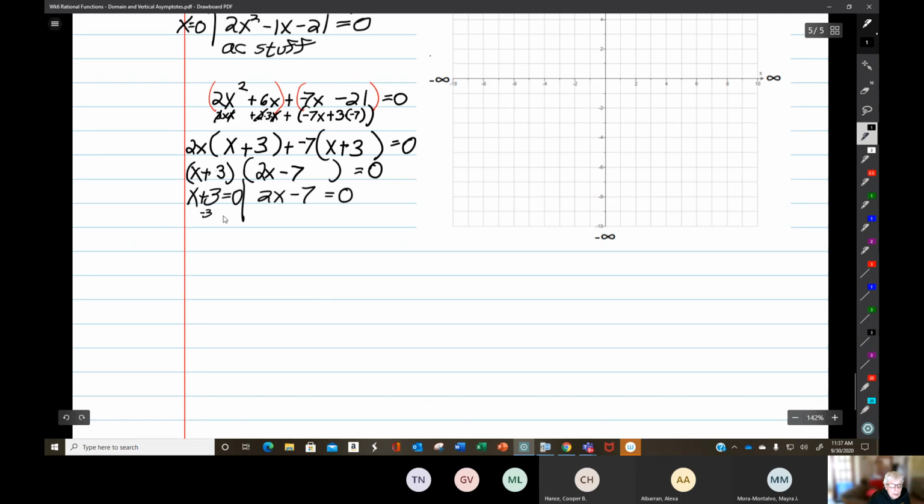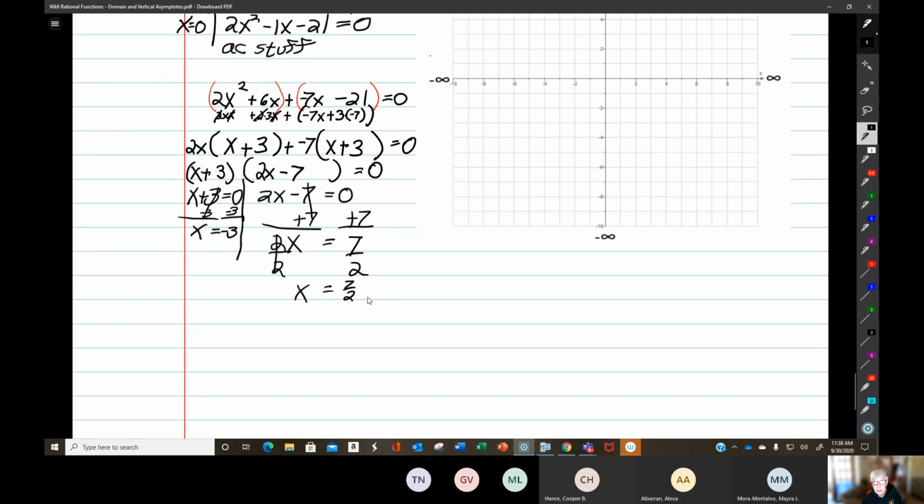I subtract 3 from both sides over here. And so 3 minus 3 is 0. I will have x equals negative 3. And over here, I will add 7 to both sides. Divide by 2 and divide by 2. x equals 7 over 2. Now, 7 over 2 is 3.5, just in case you're wondering. Now, the reason I did this is you need to know where on the x-axis it's located.